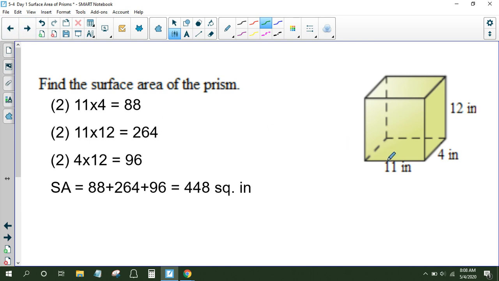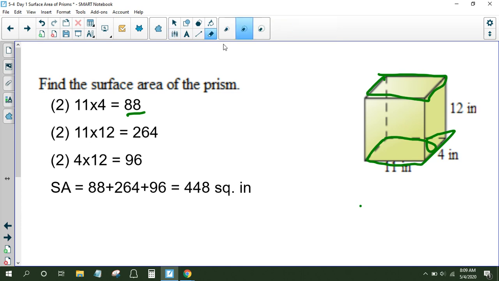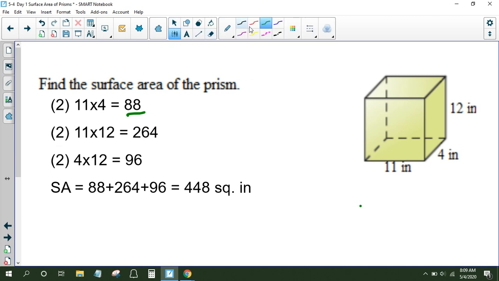So for example, we have an 11 by 4 face. That's this one. And there are actually two of them. There's this one as well, one at the top. So 11 by 4 is 44, and then times 2, because there are two of them, gives us the 88 right here. Then we're also going to find the area of the faces. We have two faces that are 11 by 12. That's this one right here, and there's one right behind it as well. So the area of those two faces together would be 264.